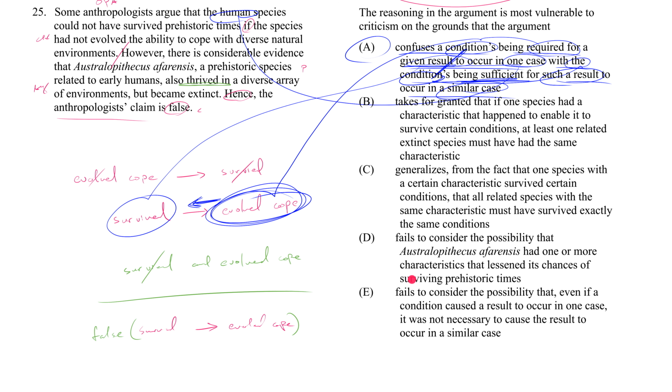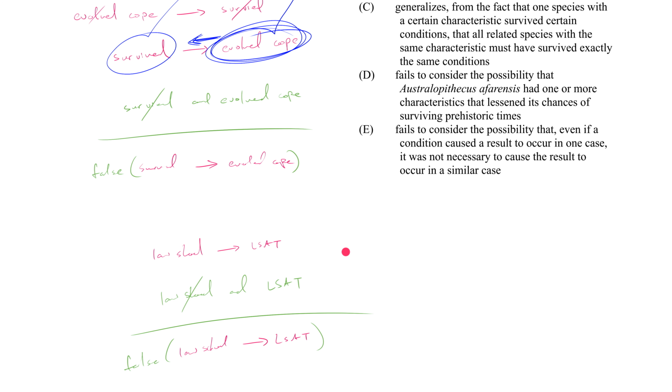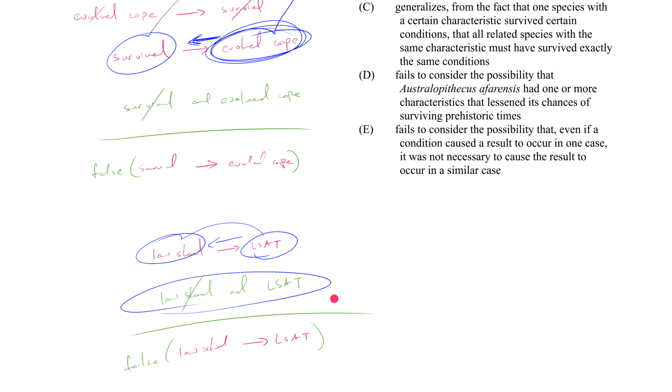Just like down over here, this argument confused a condition required for a result to obtain in one case, right? LSAT is required for law school admissions. But you thought LSAT was sufficient. You thought that taking the LSAT forced you into law school, which is why you argued the way you did. You're like, no, hold on a second. Taking the LSAT doesn't force you into law school because you can take the LSAT and not go to law school.